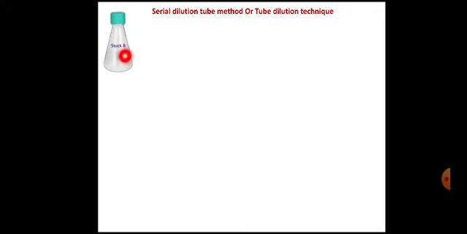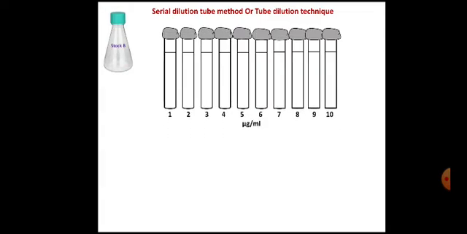Now this is the stock B. You have sterile tubes. All these tubes are sterile. Mark these tubes as 1 to 10. So this indicates the concentration of streptomycin. These many dilutions you have to prepare, from 1 microgram per ml to 10 micrograms per ml. Now the question is, why from 1 to 10?